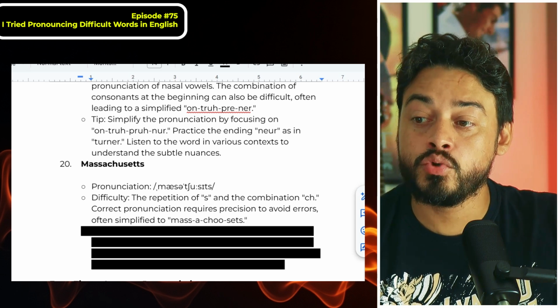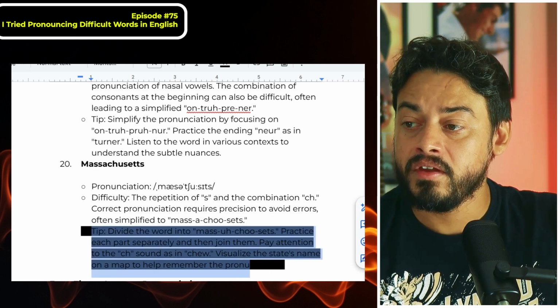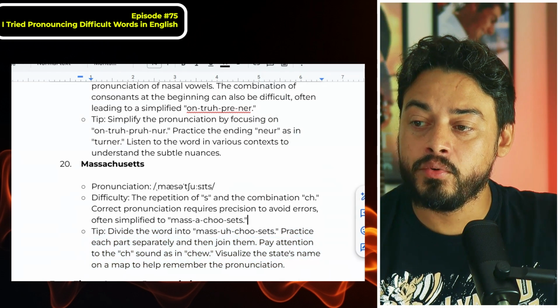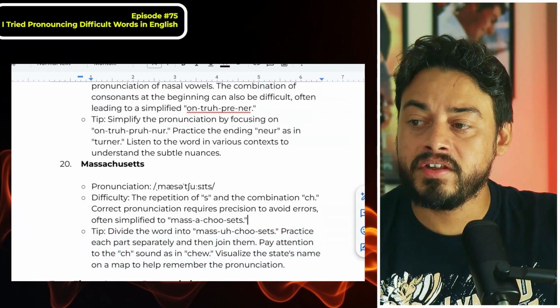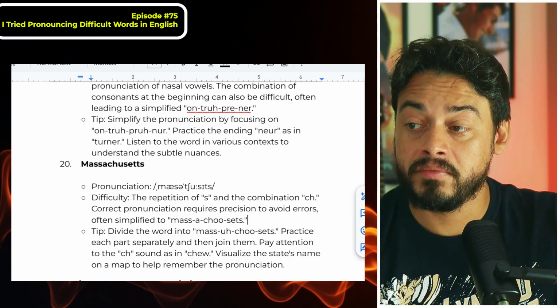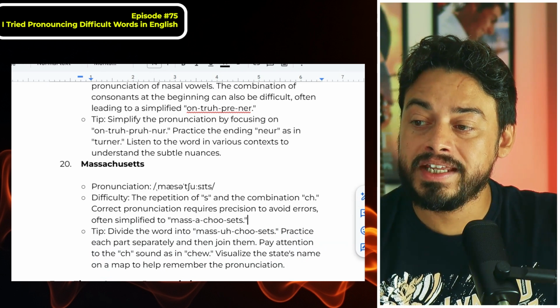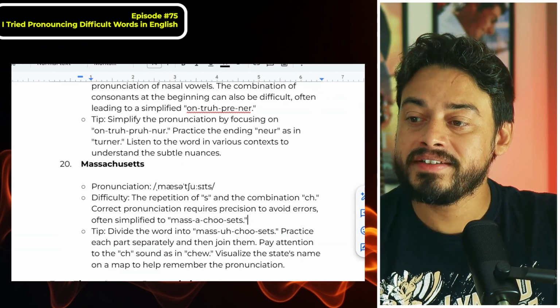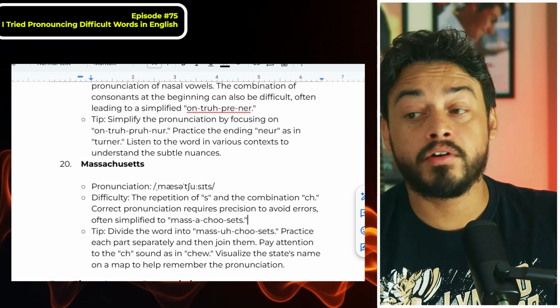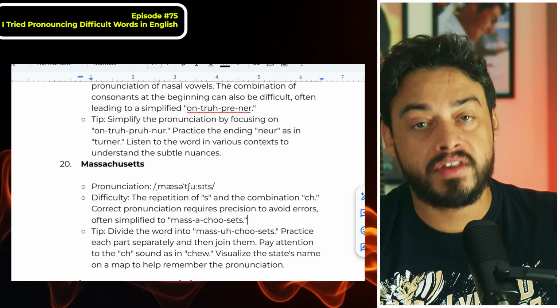Okay, Massachusetts. All right. So here's the tip again, the same tip pretty much. Divide the word into parts. Massachusetts. Practice each part separately and then join them. Pay attention to the ch sound as in chew. Visualize the state's name on a map to help remember the pronunciation.